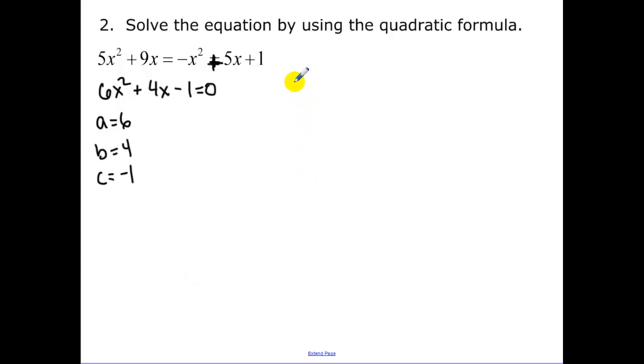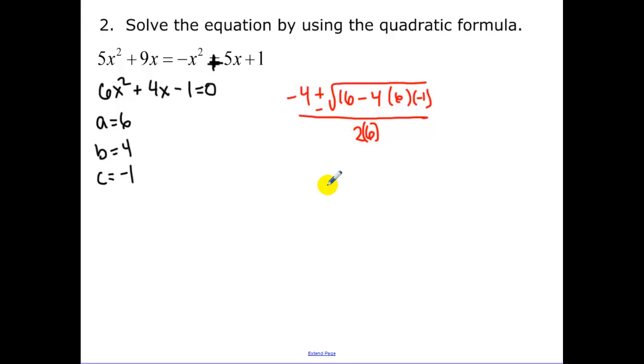So we do our opposite of b, plus or minus the square root of b squared minus 4ac, all over 2a. And remember, these are x equals. These are two values that we're solving for x.